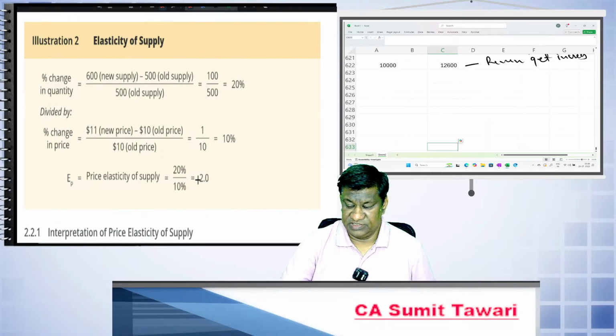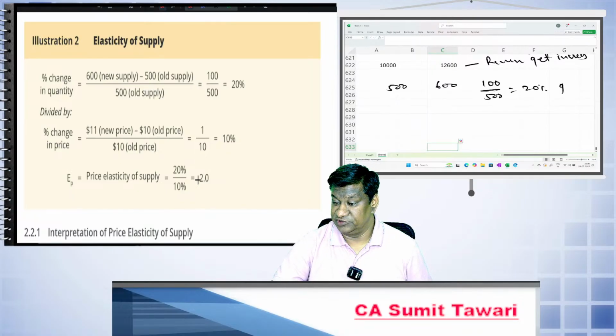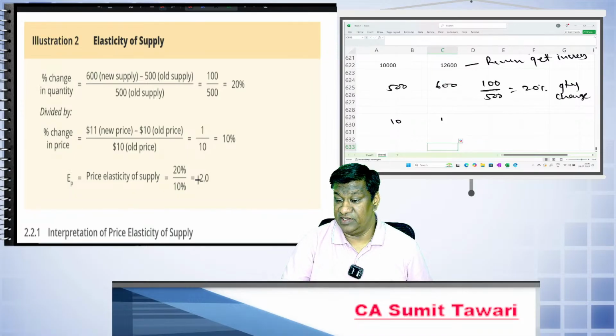So you can see here the example: old quantity is 500, new quantity is 600. So there is an increase in quantity of 100, with respect to 500. So it is 20%. 20% is the quantity change. Okay, and this mainly happened because the old price is 10 and now I increased the price. So it is basically a 10% price increase.